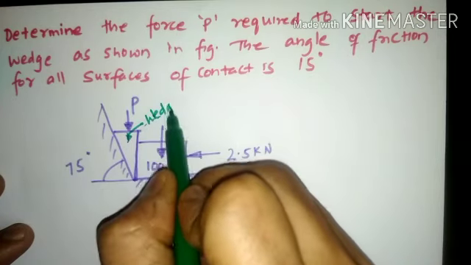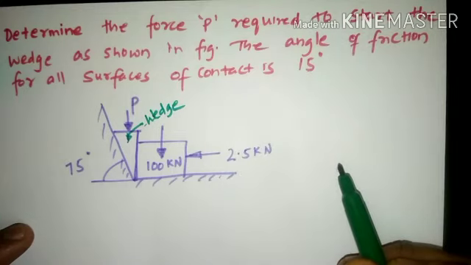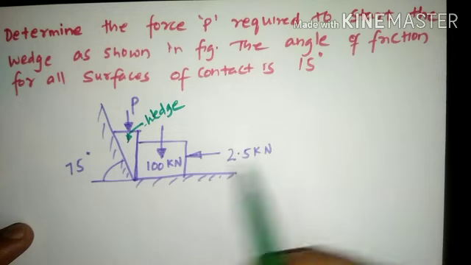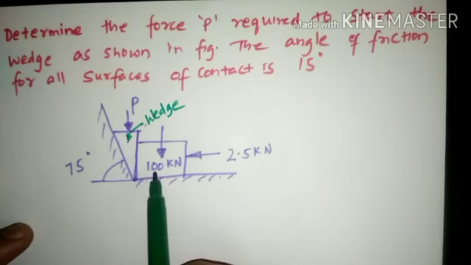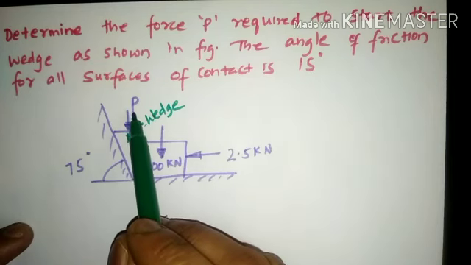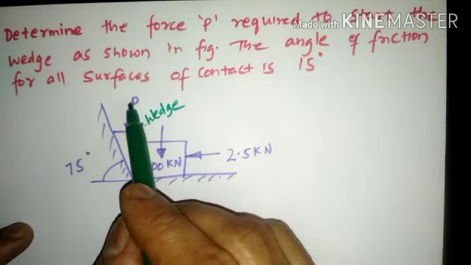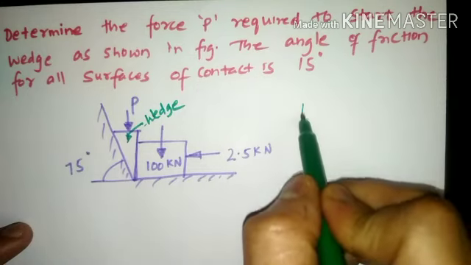And a wedge is basically an object that is used to move or to lift an object from its original position so that the realignment and repositioning of the element can be done. So this particular 100 kilonewton block needs to be realigned, it needs to be shifted from its original position. So the wedge has been subjected to a force P. Now as the direction of the force P is downward, which indicates the wedge will move in the downward direction.